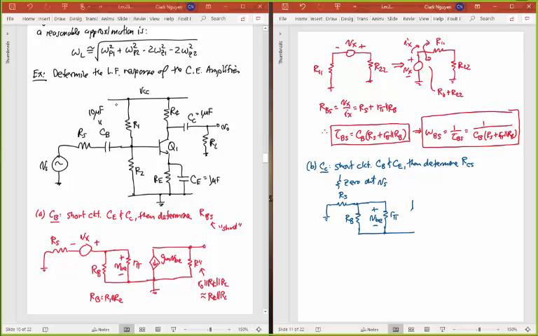I again have this GM times VBE, part of my small signal circuit. I have this resistor here, which is now R0 in parallel with RC. And then I have my test voltage source, V sub X, which I am replacing C sub C with. And then finally I have my load resistor out here, where my test current is heading in that direction there.